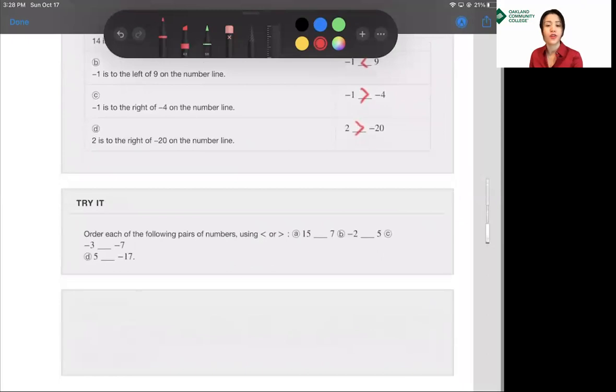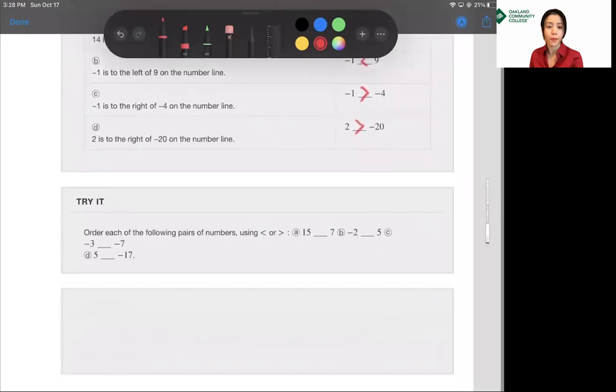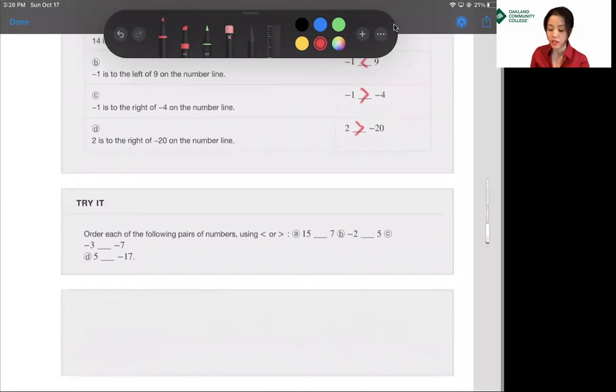Now it's your turn to try it. Pause the video for a minute and try the problems below. Okay, order each of the following pairs of numbers using less than or greater than. 15 versus 7. Well, 15 is to the right of 7 on the number line, so 15 is bigger than 7.